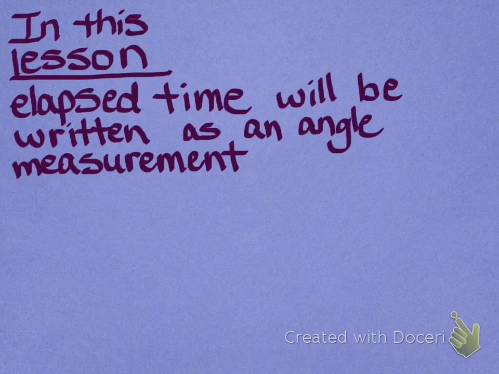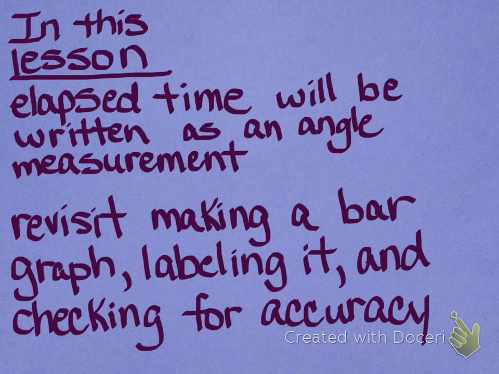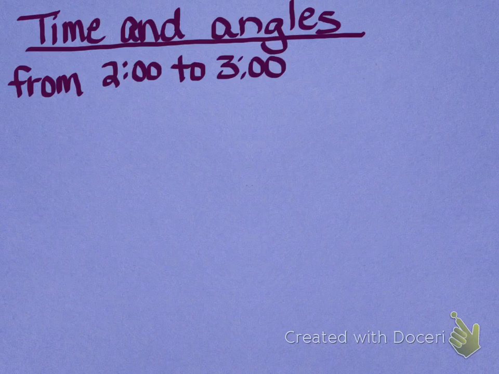Alright, so in this lesson, we're going to look at elapsed time, and we're going to use that elapsed time to write it as an angle measurement. That's why I was showing you the clock and the full circle protractor. We are also going to revisit making a bar graph, labeling it, and checking for accuracy. So let's start with our time and our angles.